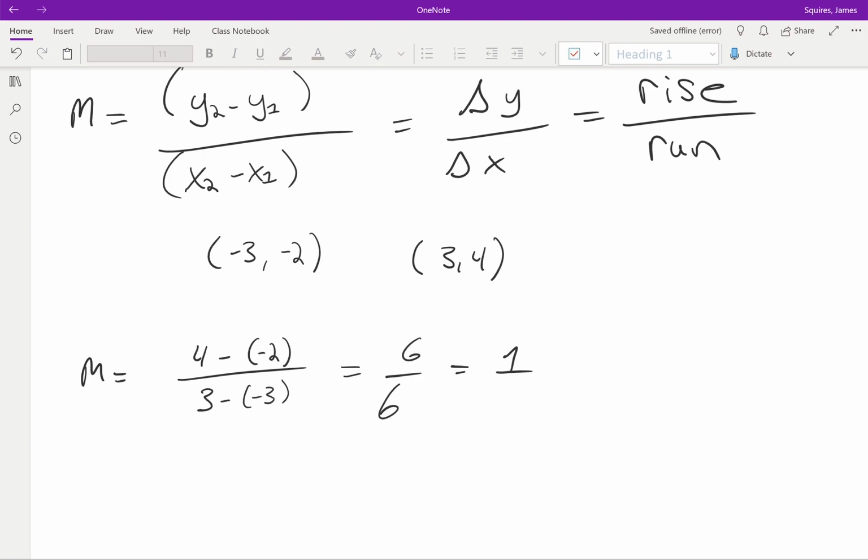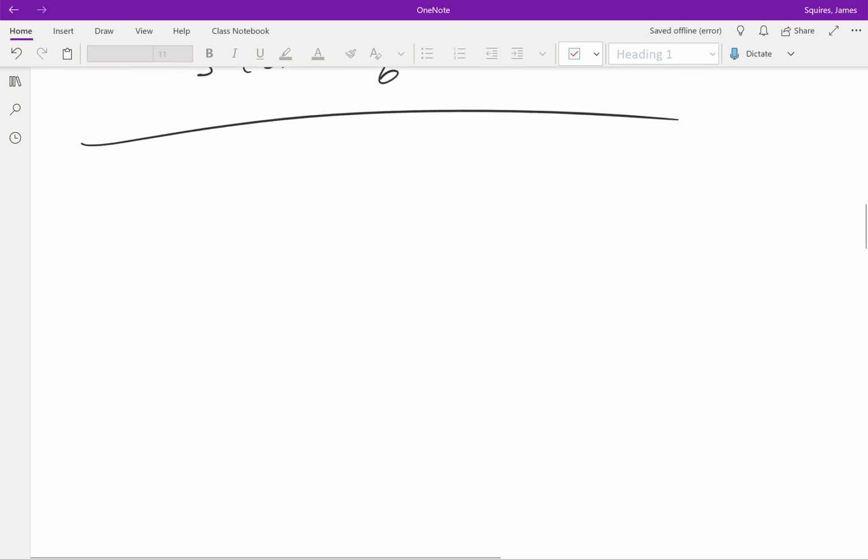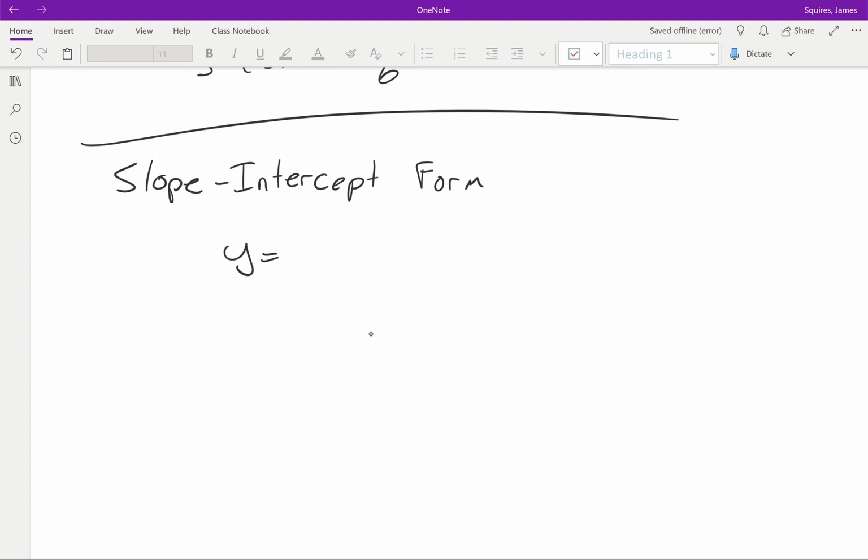So we have talked about standard form as ax plus by equals c. We also are going to be dealing with what we call slope-intercept form for talking about ways that we can express a line algebraically. Slope-intercept form is y equals mx plus b, where m is the slope of the line and b is what we call the y-intercept value.